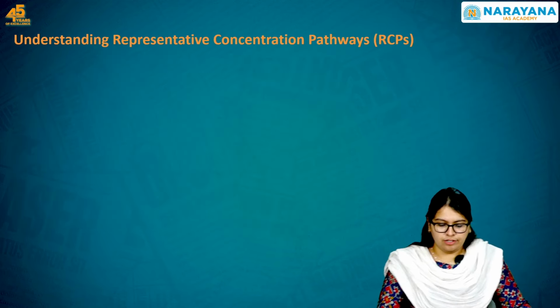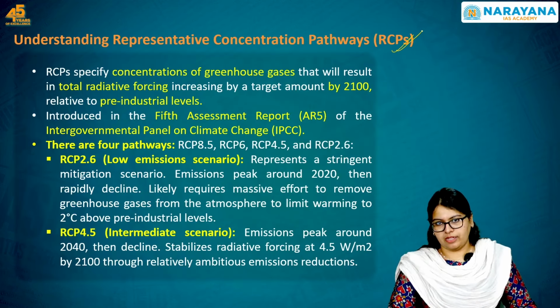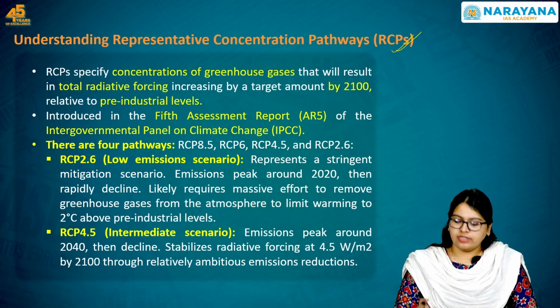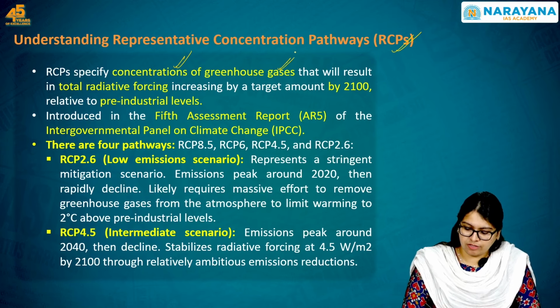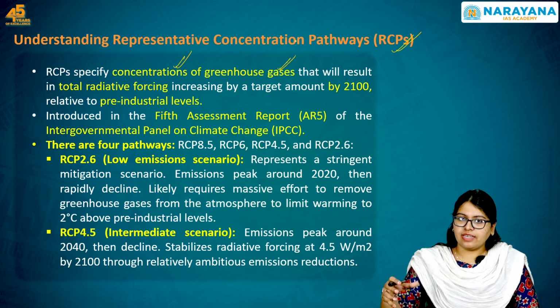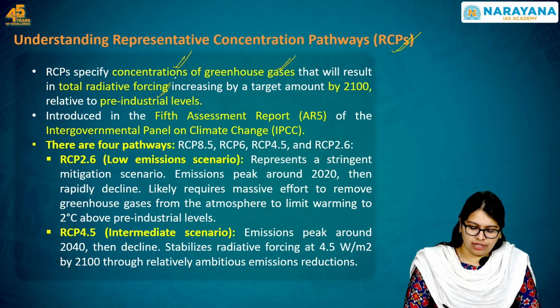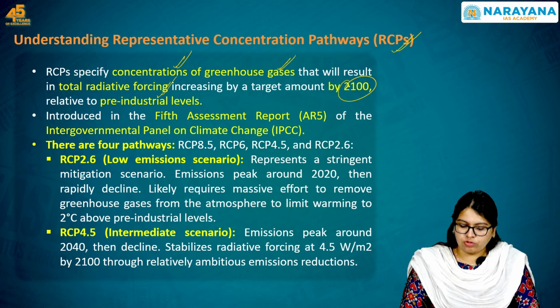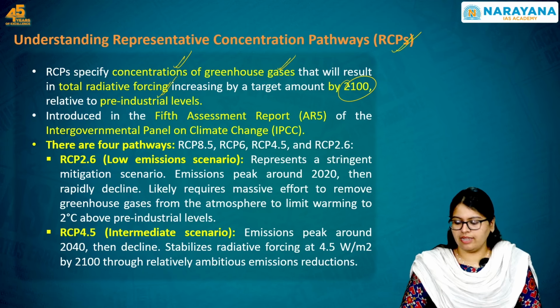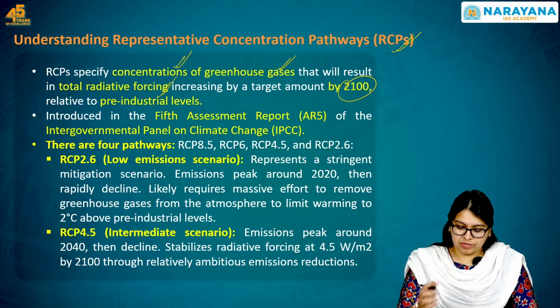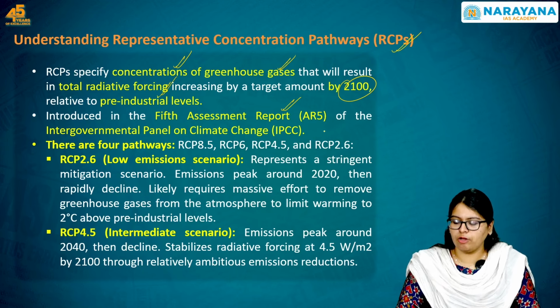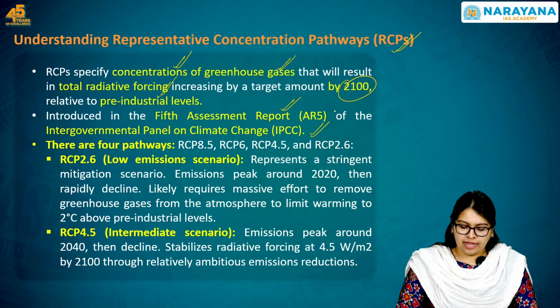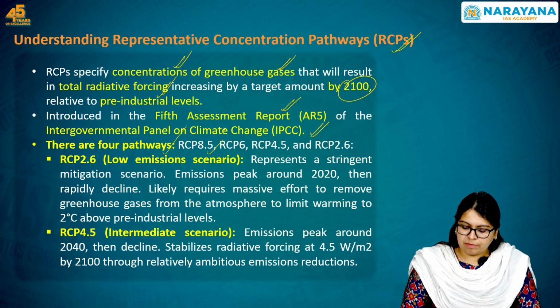Now let us understand what these representative concentration pathways are. Representative concentration pathways specify the concentration of greenhouse gases that will result in a given amount of total radiative forcing by the year 2100 relative to pre-industrial levels. This concept was introduced in the 5th assessment report, that is AR5, of the Intergovernmental Panel on Climate Change, that is IPCC. And there are 4 pathways: RCP 8.5, RCP 6, 4.5 and 2.6.